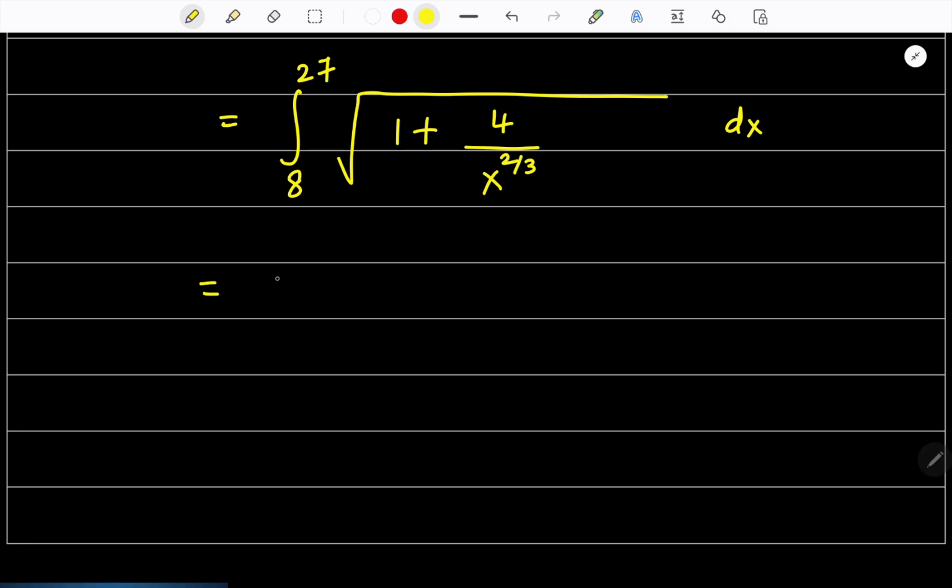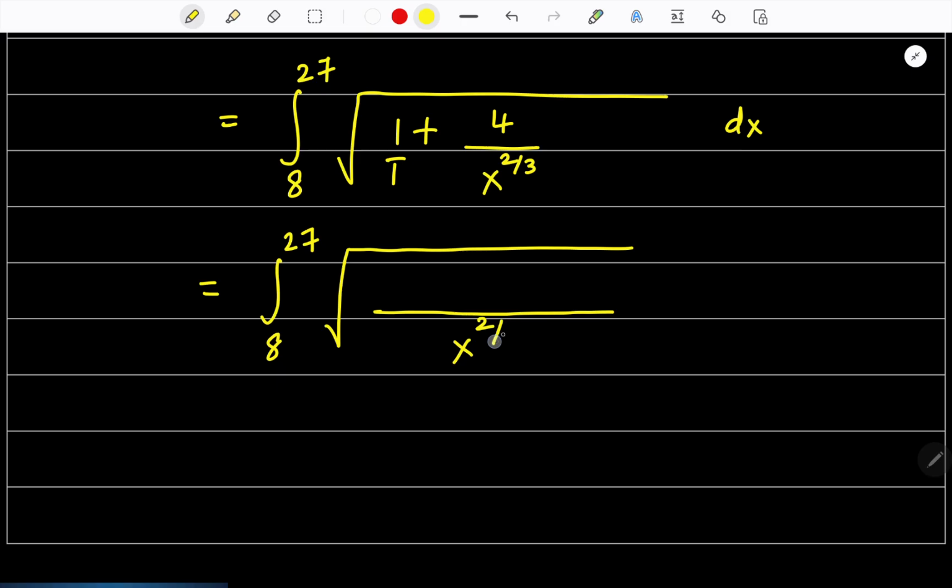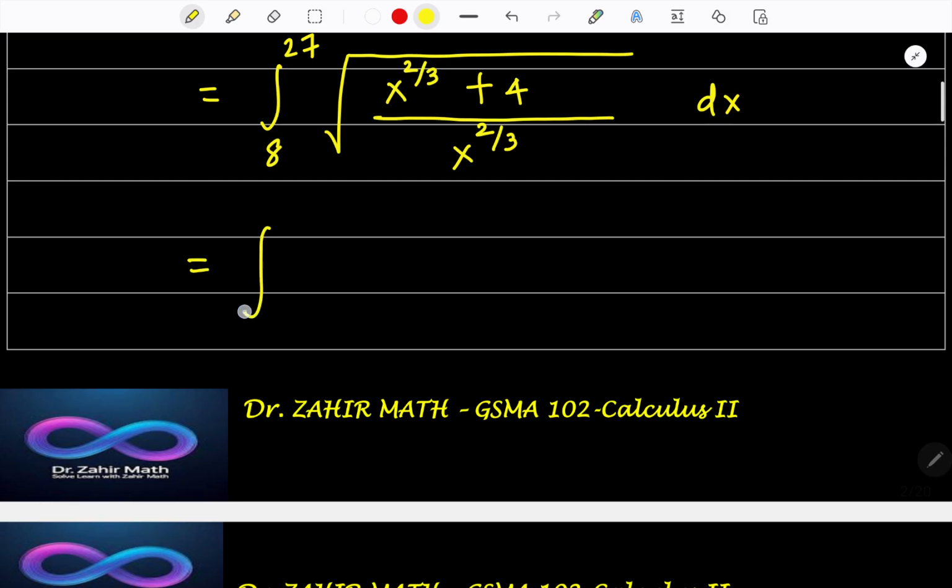This is a very powerful method for any type of integration. Right. So this equals the integral from 8 to 27 of the square root of, I'm going to take the common term, LCM you can say, so when I take this one, here it will be x to the power of 2 by 3. I have to multiply this, okay. So this is x to the power of 2 by 3 plus 4 times dx, okay. So this equals the integral from 8 to 27, right.